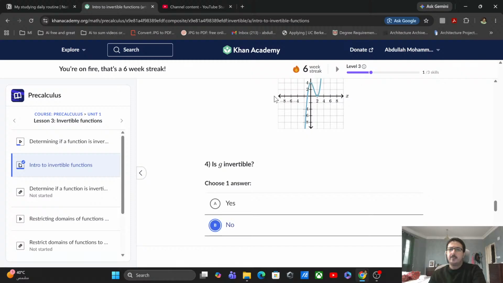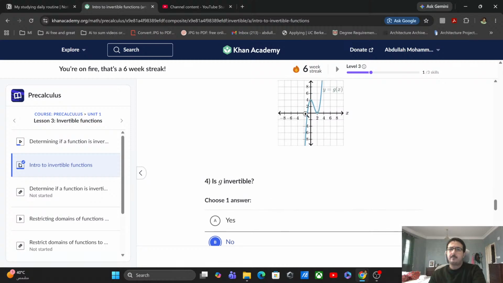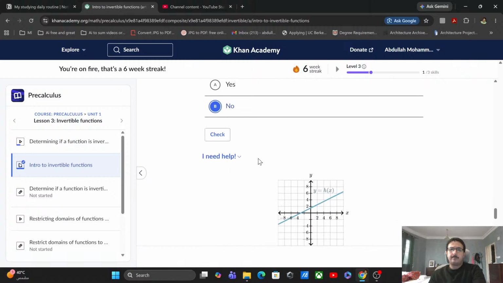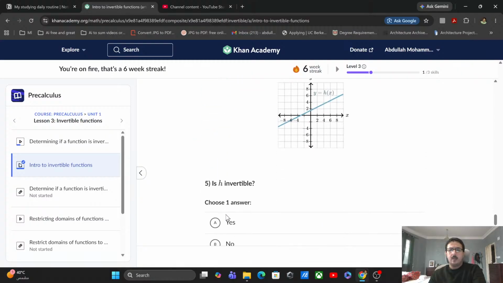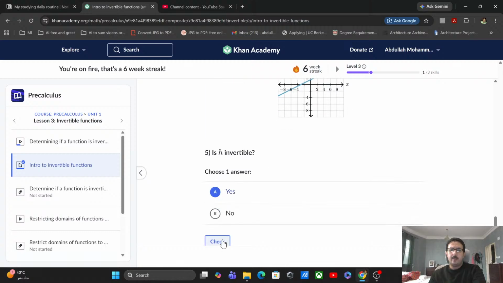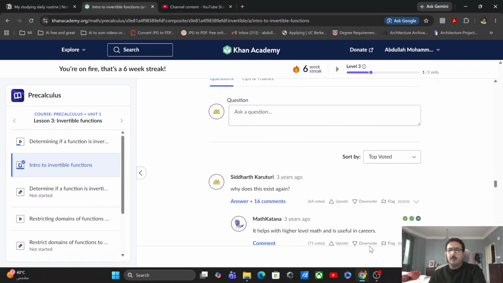Is G invertible? Nope. Here it gets the same outputs, right here it gets 4 and here it gets 4 also. So no. Okay. Is this invertible? Yes, invertible.